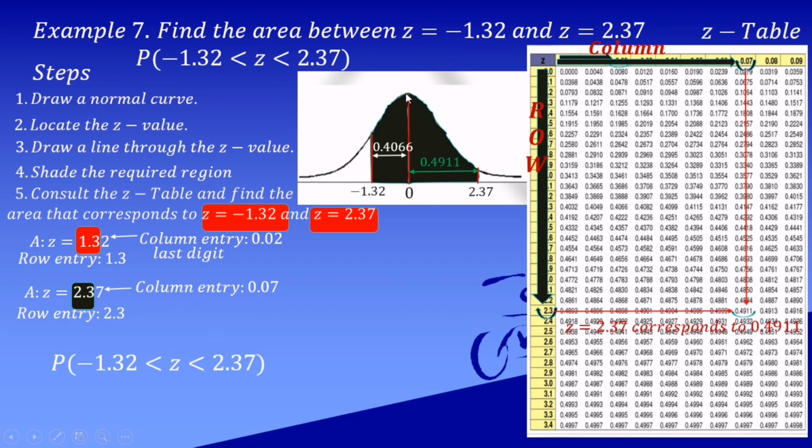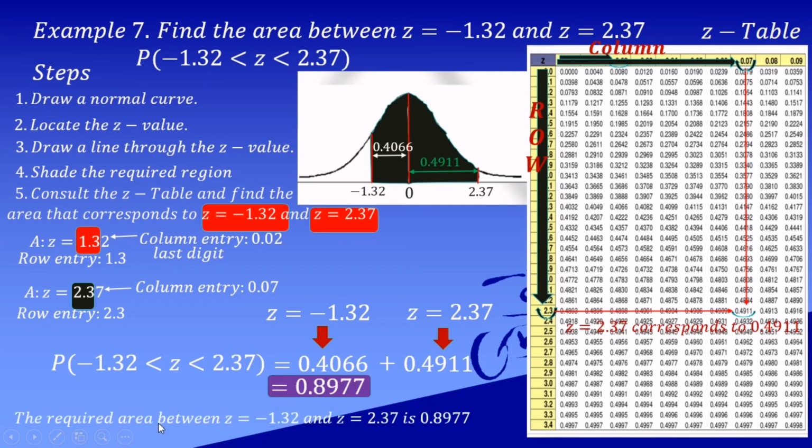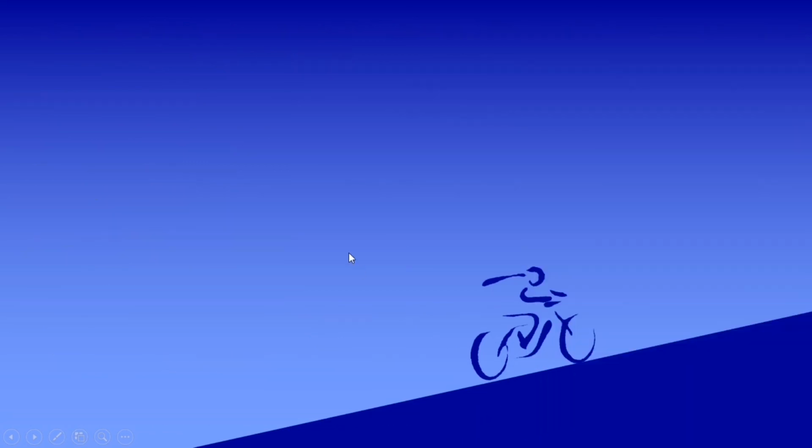So, to find the area of the shaded region, we use the probability notation between negative 1.32 and 2.37. Our first area, for Z equal to negative 1.32, is 0.4066. Then we add the adjacent area, which is equivalent to 0.4911. So the sum is 0.8977. That is our total area between Z equal to negative 1.32 and Z equal to 2.37.